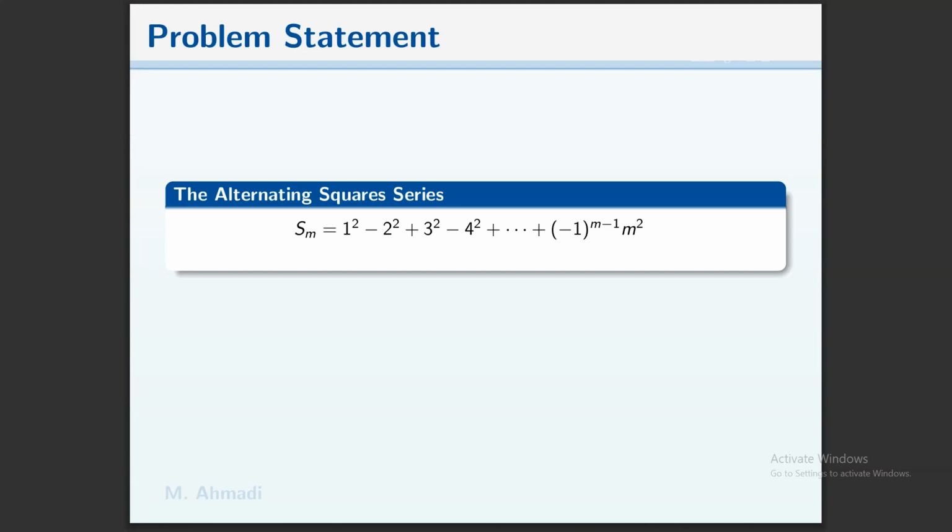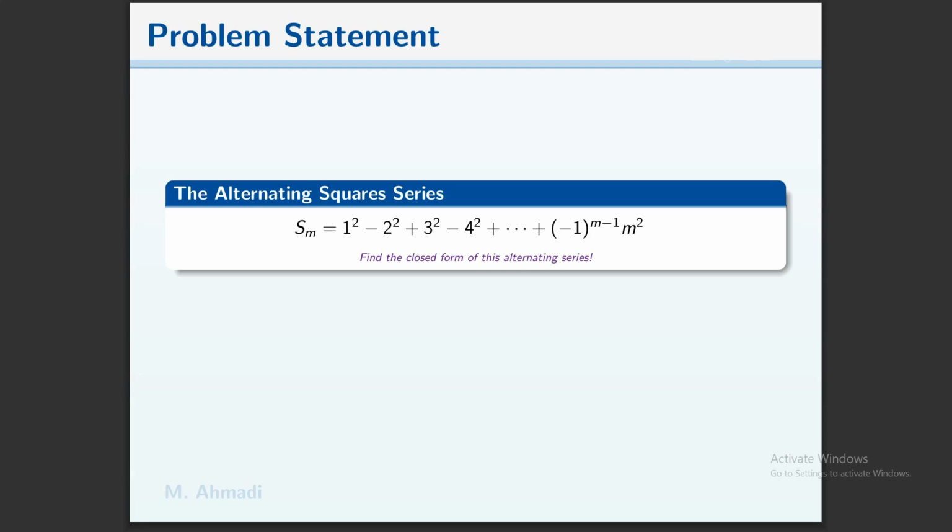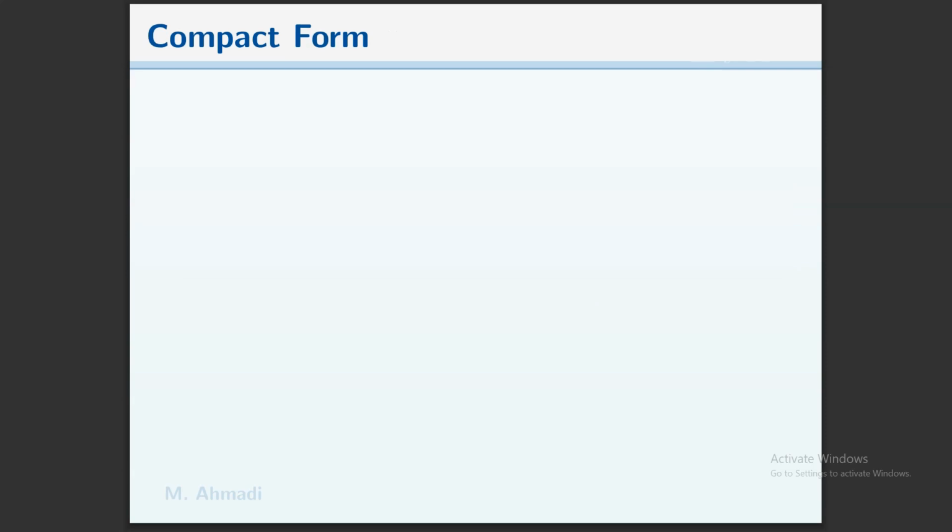The problem statement. Here we have the alternating square series. Sm equals 1² − 2² + 3² − 4² and so on, up to (−1)^(m−1) · m². The problem: find the closed form of this alternating series. This is the classic alternating series problem. Let's find a pattern.